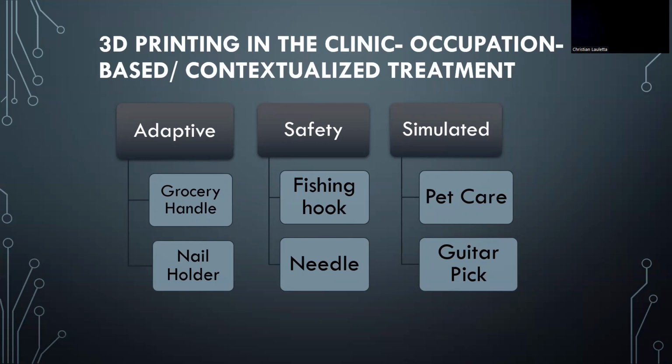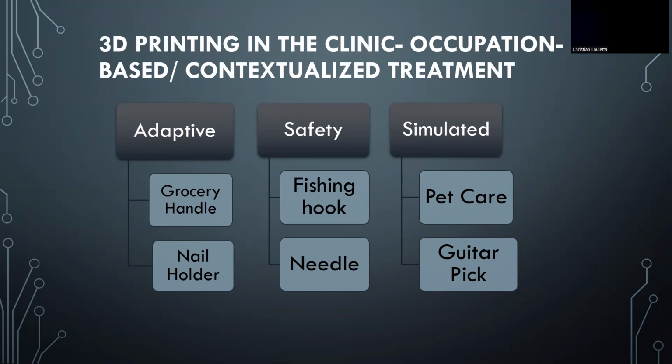The nail holder, we've had construction workers, it helps pinch the nail as you're hammering, but it takes their fingers away from the point where you would put the hammer, and it moves it back so that it's a wider base that will support the nail upright, that is safer for the patient. Going into safety, I already talked about the fishing hook, needle to take away the sharp object.